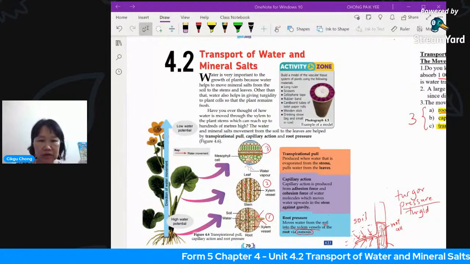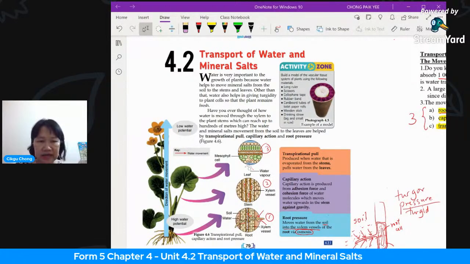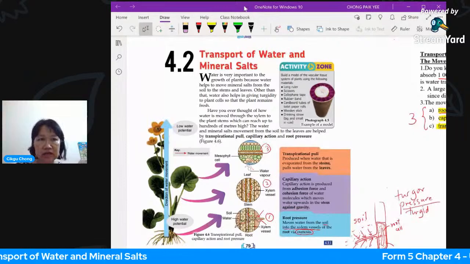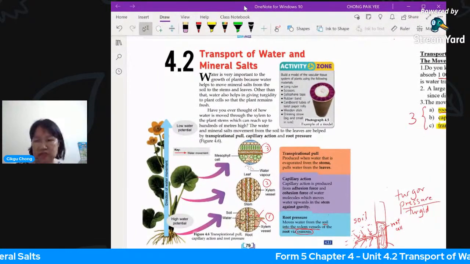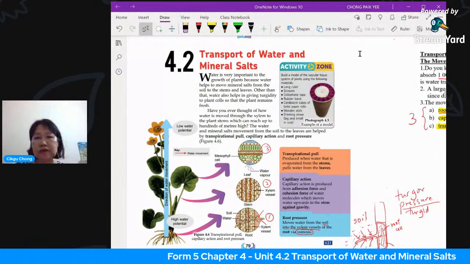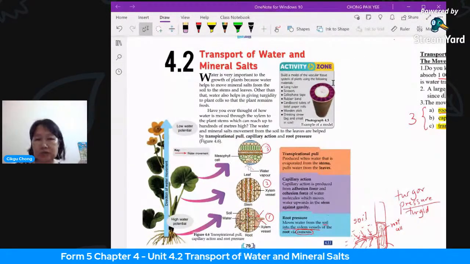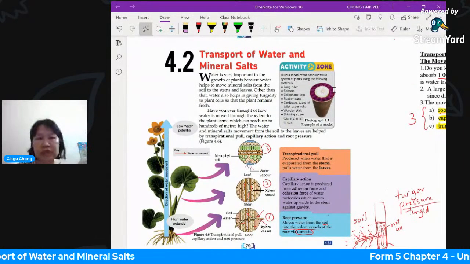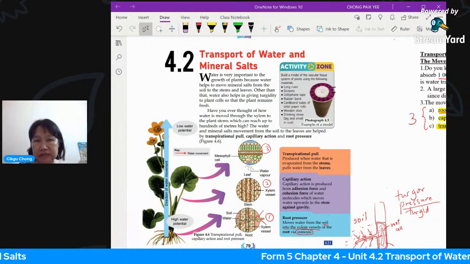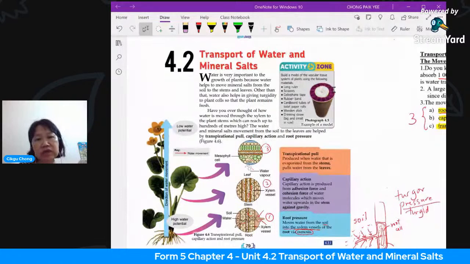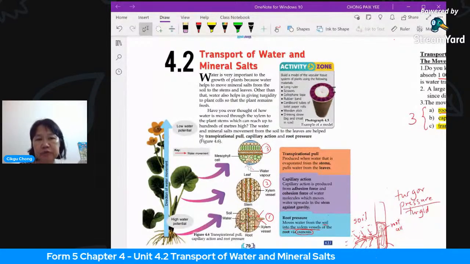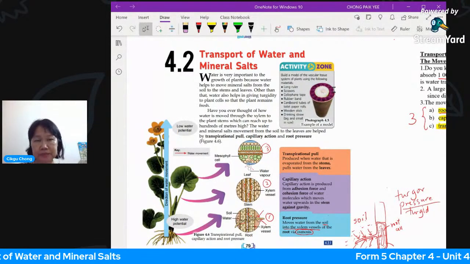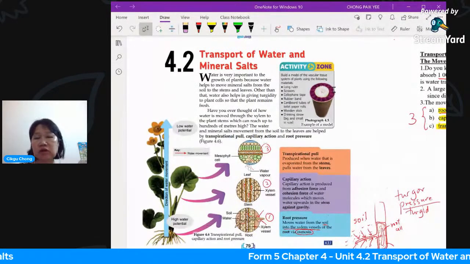Now, your class has done a little bit about the transport of water. We have not finished it actually. So I'm going to go back to the beginning a little bit, more briefly, so that you can recall and there's continuity. How does water get transported in a plant? What is the system here? How is water able to be transported from the root up to the stem and finally to the leaves to be evaporated?